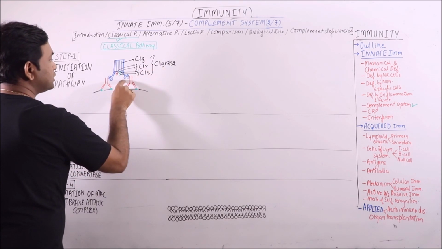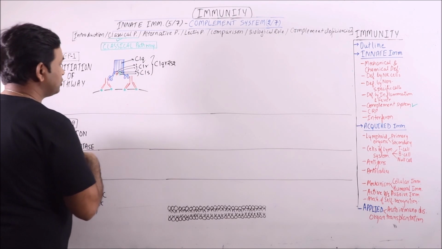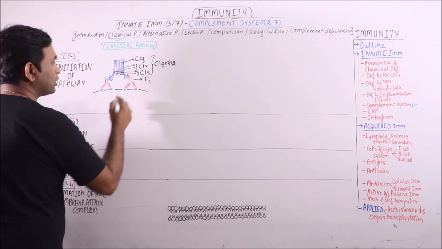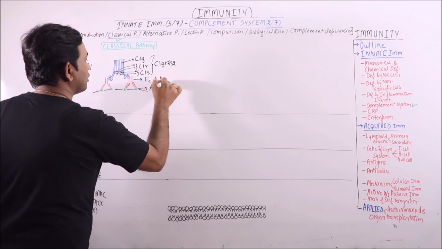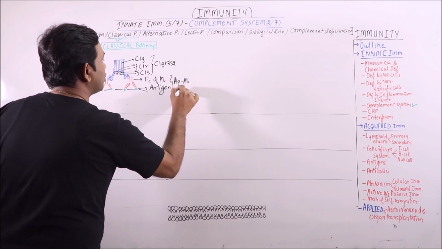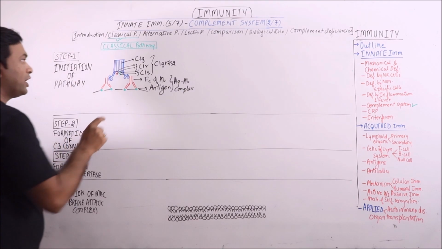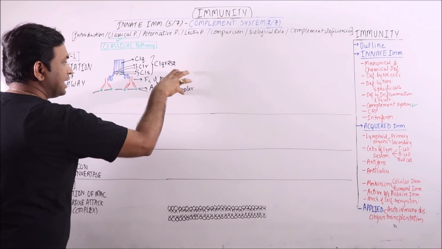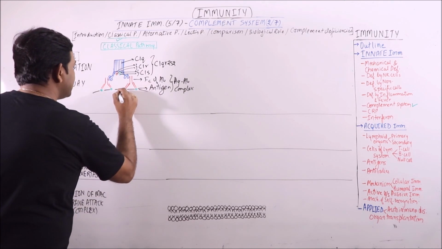The C1Q is having sites of attachment on FC fragment. So this is basically FC portion of antibody and these are antigens on surface. So this is basically antigen antibody complex. So this classical pathway is initiated when C1Q binds with the FC fragment when antigen antibody complex is formed.